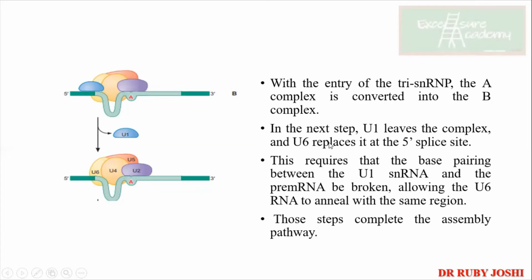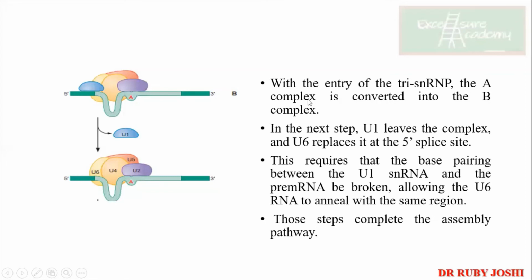Okay. Now can you see how nicely the 5' splice site is coming near to the A branch site? Correct? Can you see it over here? Slowly it is following those steps. Now this requires that base pairing between U1 snRNA and the pre-mRNA be broken, allowing the U6 RNA to anneal with the same region. Okay, so this will complete the assembly pathway.